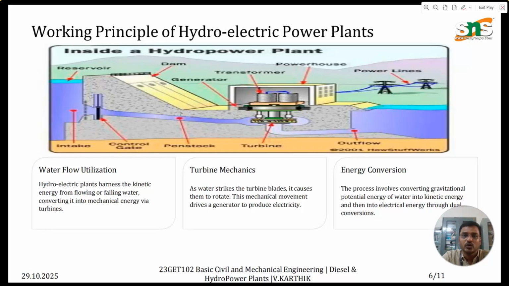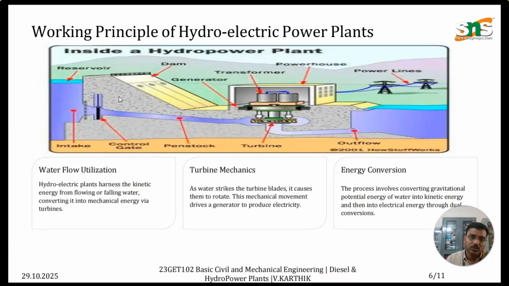Now we're going to see the HYDEL or hydroelectric power plant. Here we use the same kind of turbine, but the source used here is water. The reservoir, or dam, stores the water. That potential energy is available while the water is stagnant at the dam.